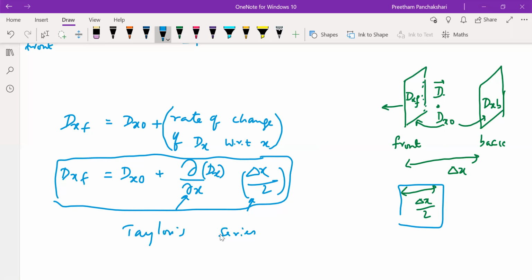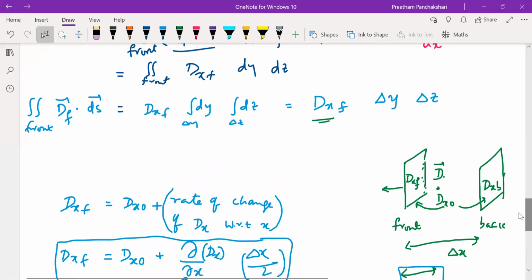The second order partial derivative of dx with respect to x can be neglected, assuming that the distance between the front face and the midpoint is very small, because the total volume is delta V, a smaller volume. Okay, so we can bring this equation back to our original equation of the front face calculation. Let me call this equation 3.